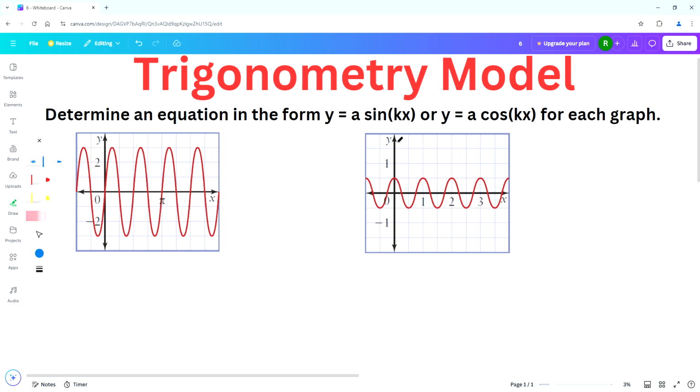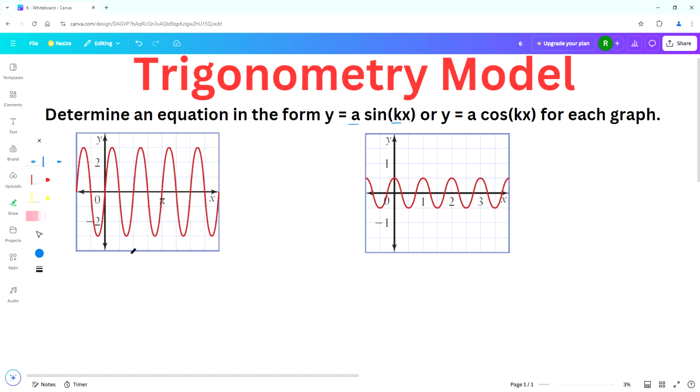As you may know, constant a is associated with amplitude, constant k is associated with period. There are no d or c constants in these general equations. As you may know, constant d is associated with phase shift. That means there is no phase shift in these two graphs. And constant c is associated with vertical translation. So there is no vertical translation in these two graphs. So we just have to find the values of a and k.